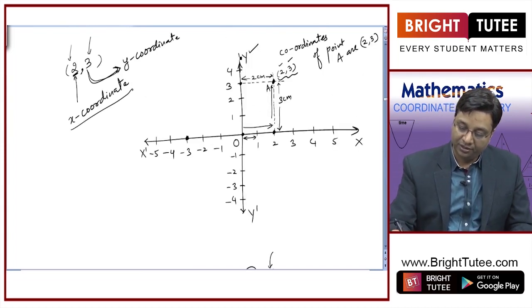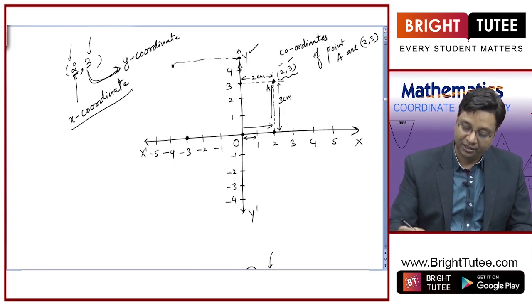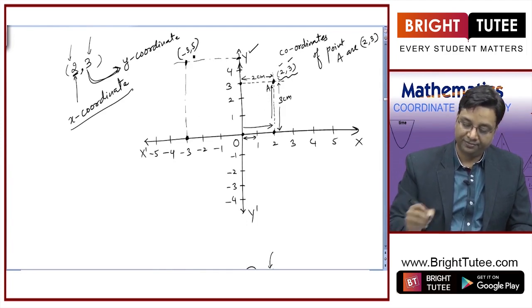So let it be 5 units in the positive y direction. We will reach this point here, which will be (-3, 5).